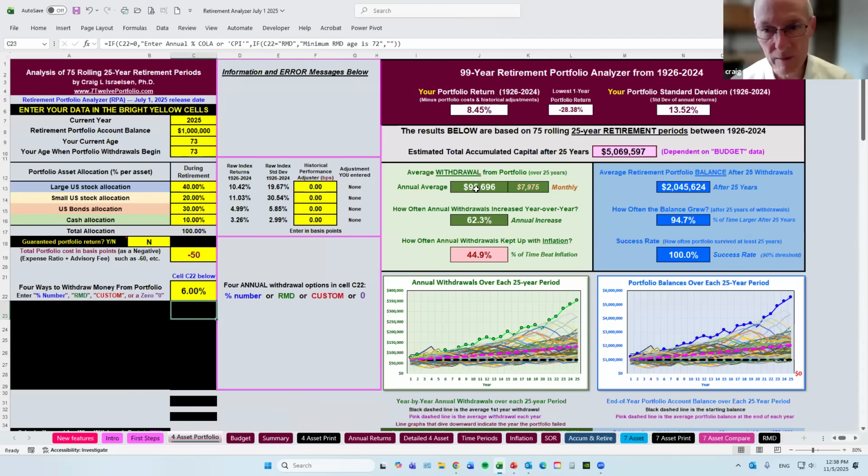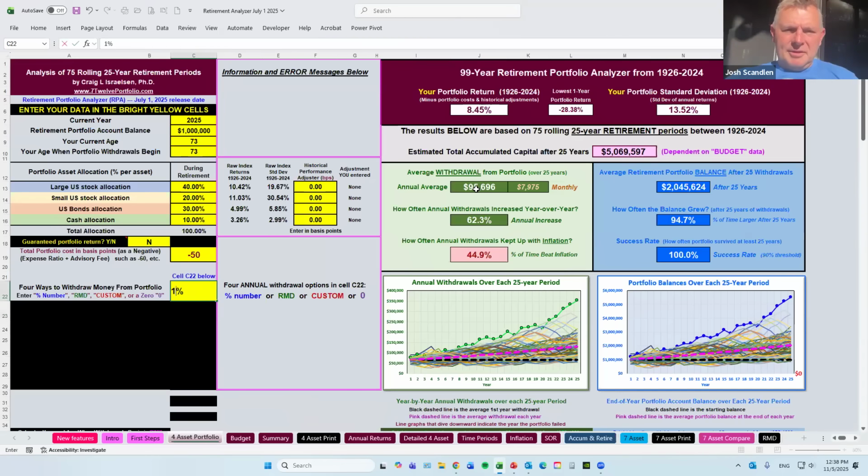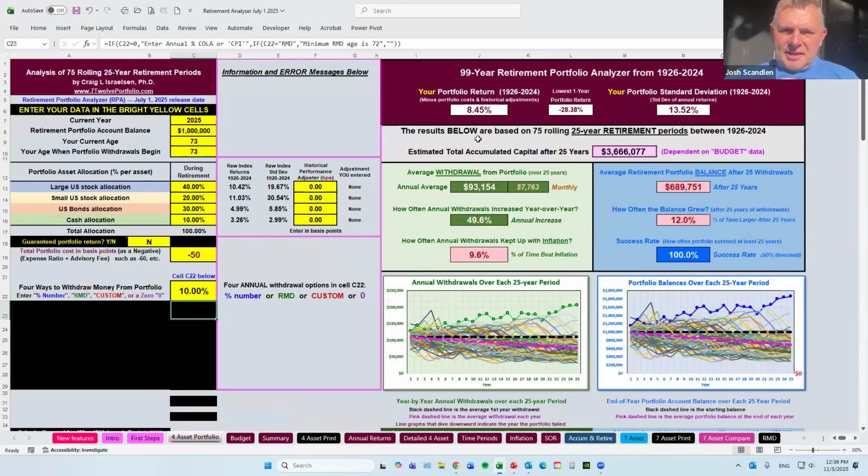So let's put 10% in there, Craig, if you don't mind. I'm just curious. So we got 10%? 90. Now look at that. Interesting, it went down. So now we've kind of reached a point of diminishing returns. Isn't that interesting? And we saw it even at 7%. At 7%, there was not an increase in the average withdrawal and a continual decrease in the balance.